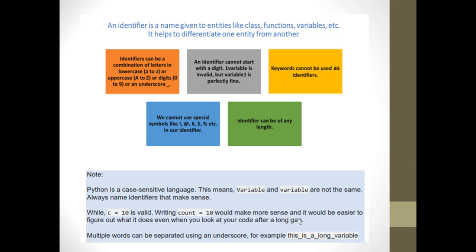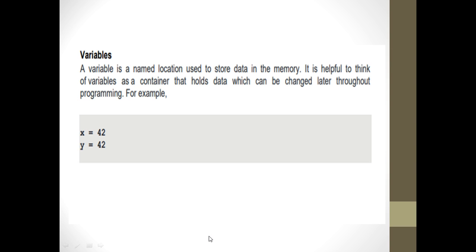Python is a case sensitive language. That means if I write capital V variable, and if I write small v variable, they are not the same, so these indicate different variable names. I can have multiple words in a Python identifier, but they need to be separated by an underscore.